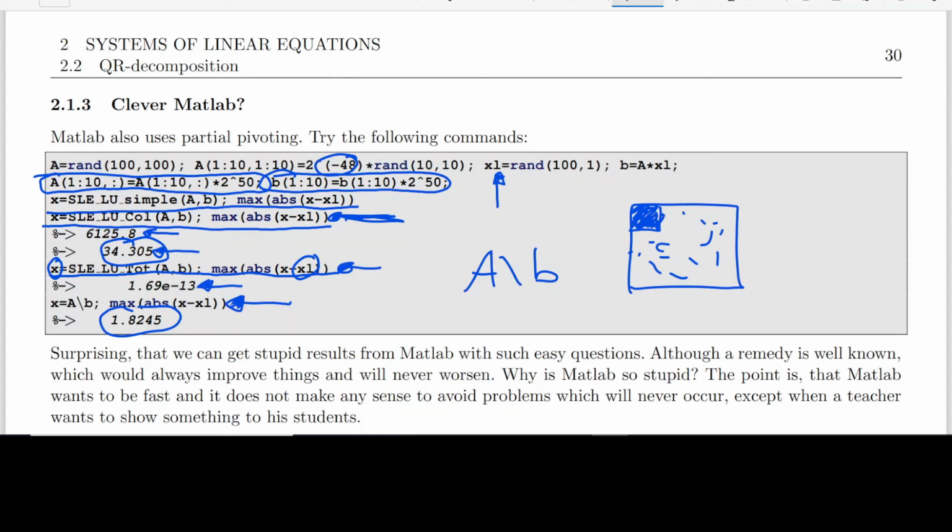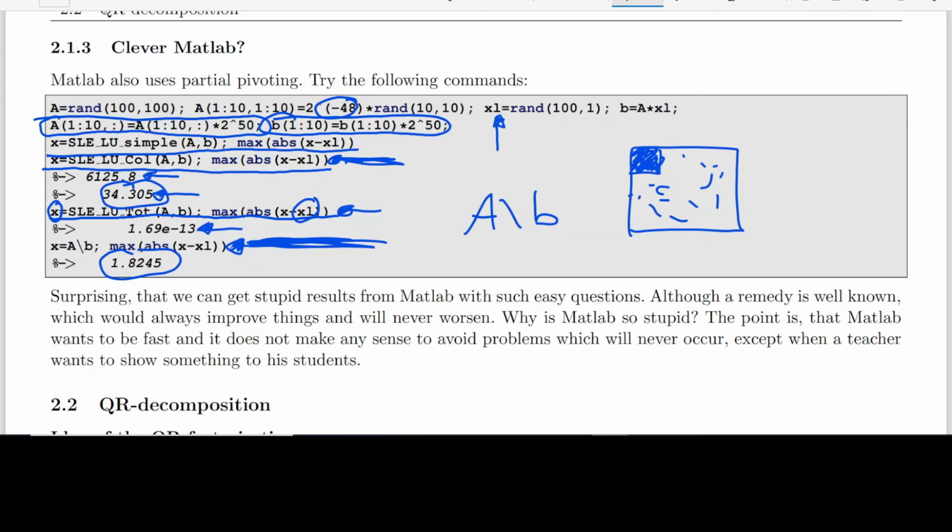And if this was the typical situation here, then that would mean that Matlab is not worth a single penny. So Matlab does use column pivoting and it does not use total pivoting, although total pivoting will heal problems which column pivoting will not heal. So I was very, very surprised about that fact. Why is that true? Why does Matlab not use total pivoting? This would be a remedy. Why is Matlab so stupid?